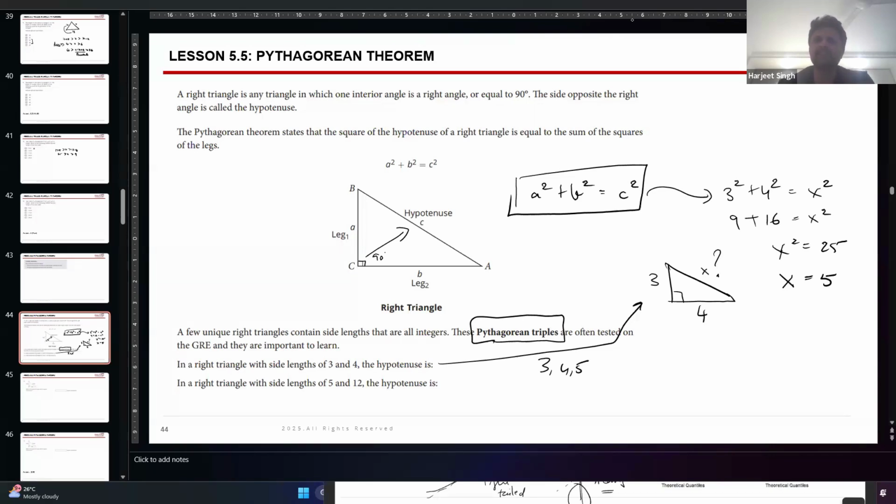These are basically sides of a right angle triangle. Similarly, if the two sides are 5 and 12, that makes it 25 plus 144 equal to 169. When we take the root of 169, it is equal to 13. So the hypotenuse is 13, and hence the triplet becomes 5, 12, 13.